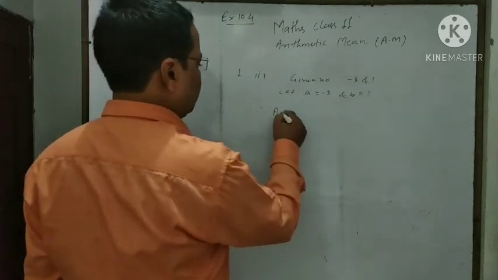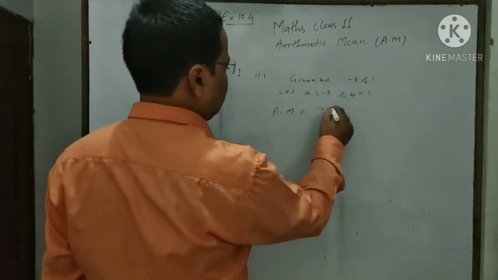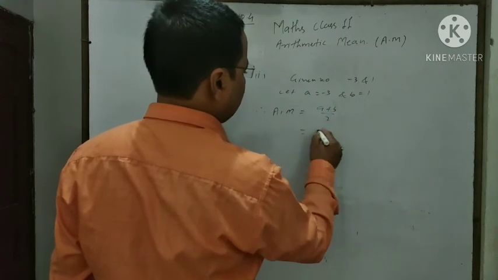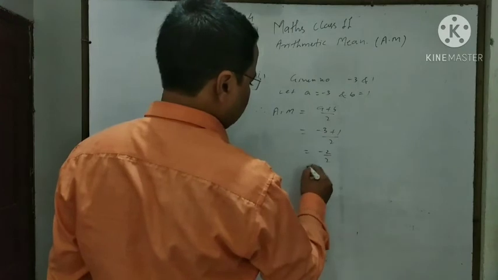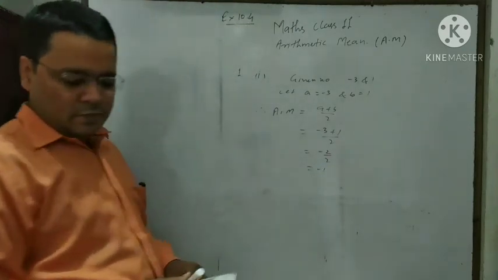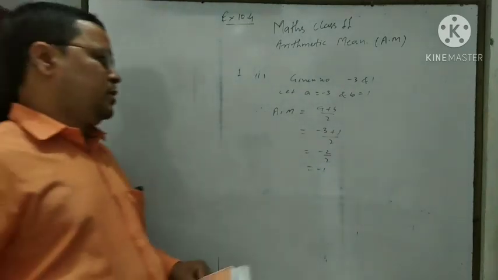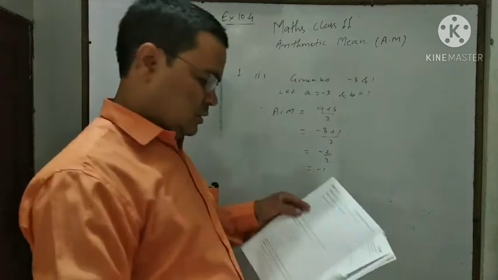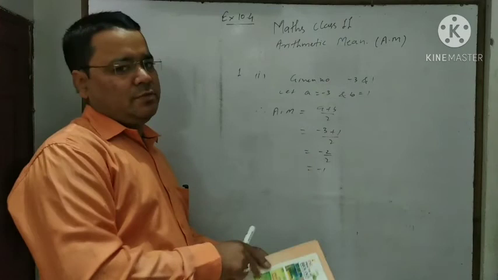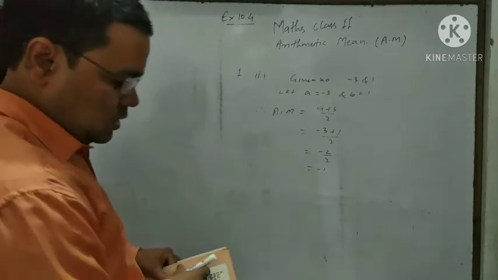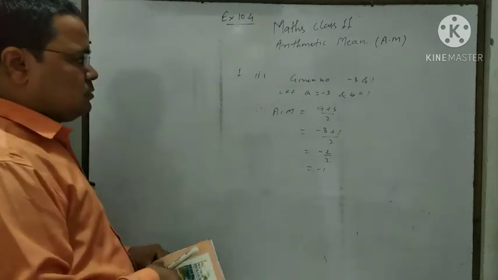Therefore the arithmetic mean is (a + b)/2. Its value will be (-3 + 1)/2, that is -2/2, which is -1. It means here its arithmetic mean will be -1. Similarly, insert two arithmetic means between -2 and 7. In 2 marks questions, this type of question may be asked.